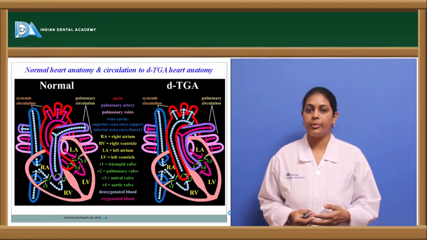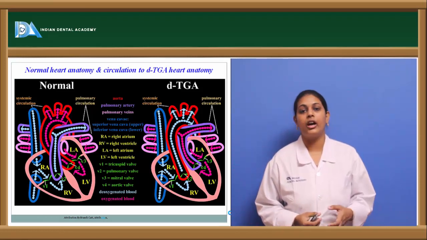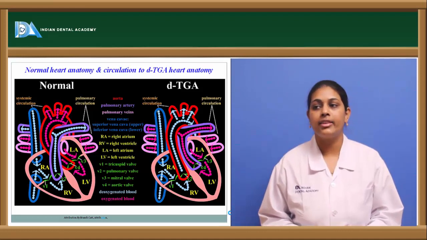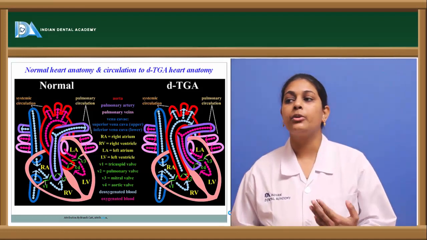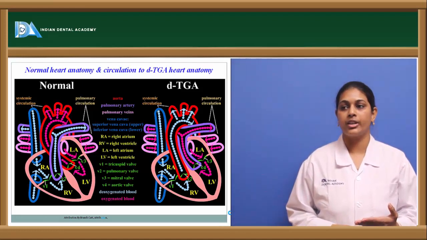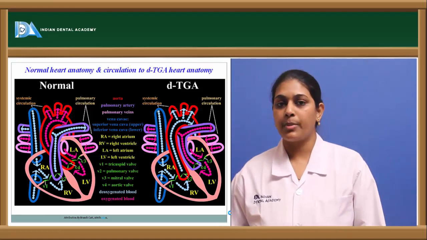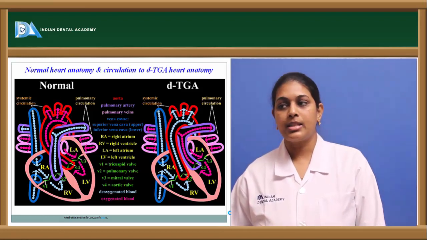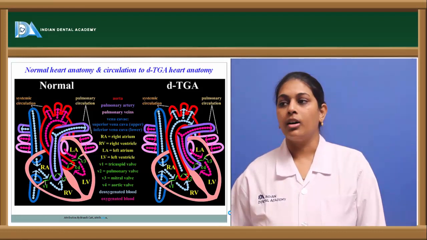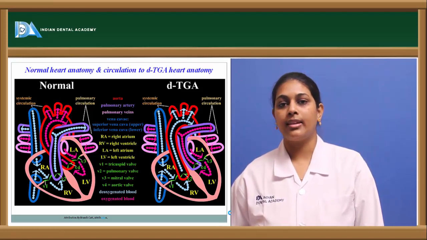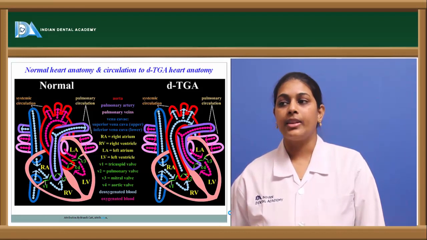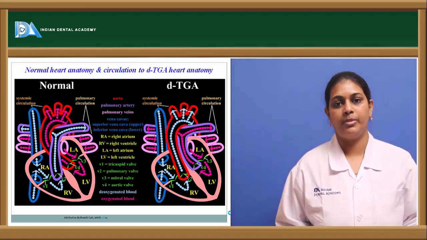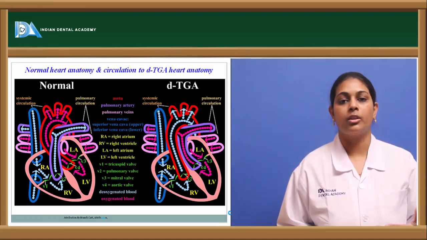So coming to the normal heart anatomy compared with dextrocardia, that is the transposition of the arteries, this is what we see. Usually the aorta carries the systemic circulation, and it is oxygenated blood which is carried. But in transposition of the great arteries, the systemic circulation carries deoxygenated blood. Similarly, the pulmonary artery usually carries deoxygenated blood, whereas in dextropositioning, that is dextrocardia, the pulmonary artery carries oxygenated blood. Similarly, the circulation of blood also varies because of this transposition or malposition of the heart.